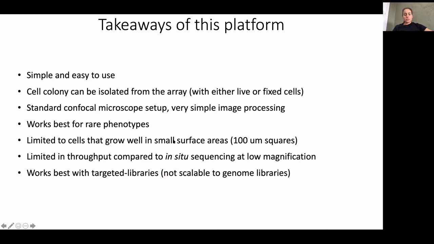And then considerations of cells that will grow well on small surface areas. So you can't do this on really large cells, or you could, but you would want to change the size of the microrafts that you're using. And then again, imaging-based considerations. It's limited in throughput compared to in situ sequencing, where in our method you have to specifically isolate a given colony to sequence it, as opposed to sequencing all of them at once. However, we don't have to do in situ sequencing and imaging on a plate, so that makes our lives a little bit easier. And again, with the scaling issues, I think that this works best with targeted libraries, and it's not necessarily scalable to the genome size.